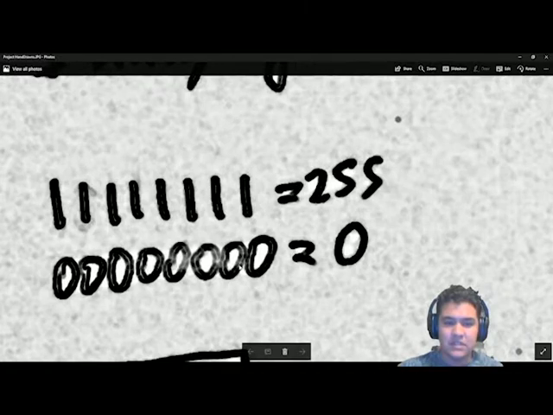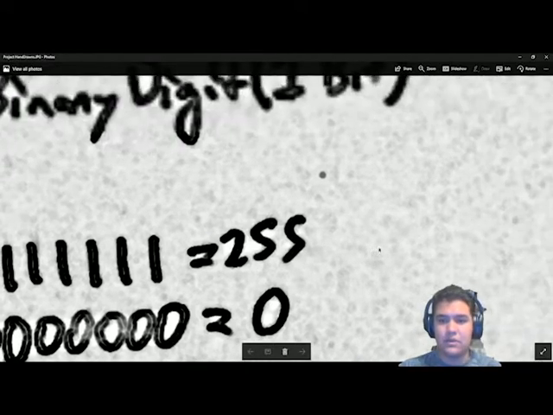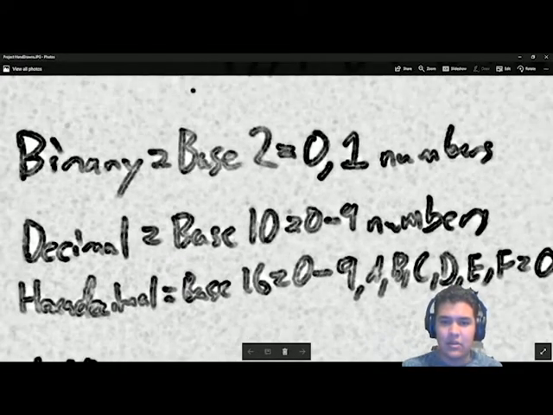Each of these bits can either be 0 or 1, so starting at the lowest possible value, 8 zeros equals 0 as a decimal number. Or 8 ones, which equals 255 as a decimal number. So there's 256 possible values for binary, 0 to 255. Now, that's binary, our base 2 system.